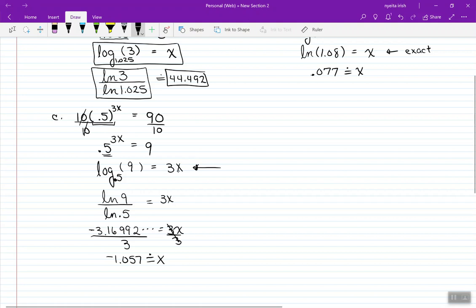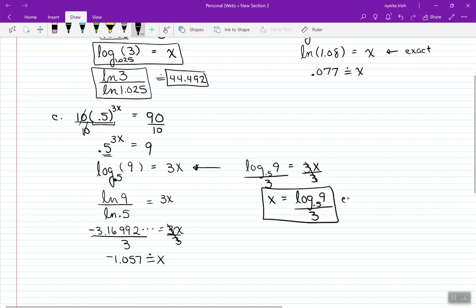Let's go back here to get the exact value of x. I only needed to do one more step here. Notice how I had log base 0.5 of 9 equals 3x. If I want to solve for x, I'm just going to divide both sides by 3. And that's the exact value right there. So log base 0.5 of 9 divided by 3 is the exact value. And my decimal approximation, when I started to pick up my calculator and do all that, that's my decimal approximation right there.